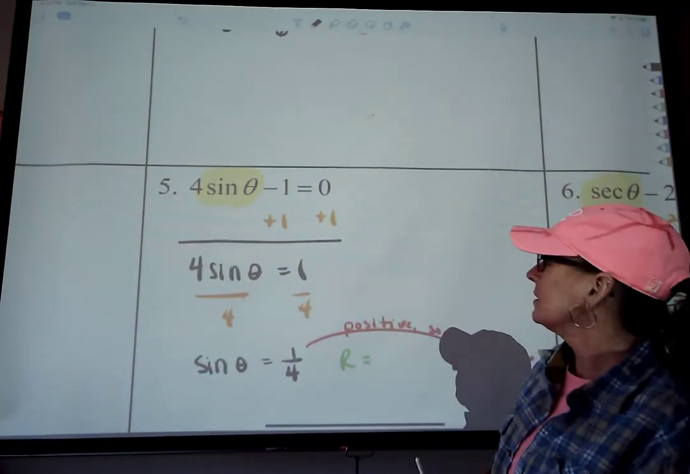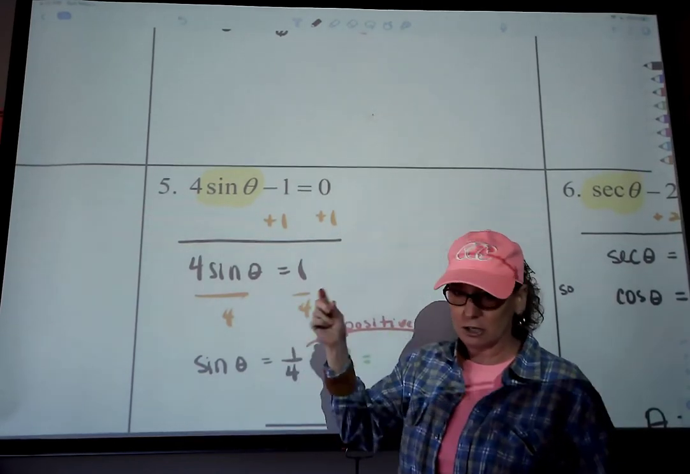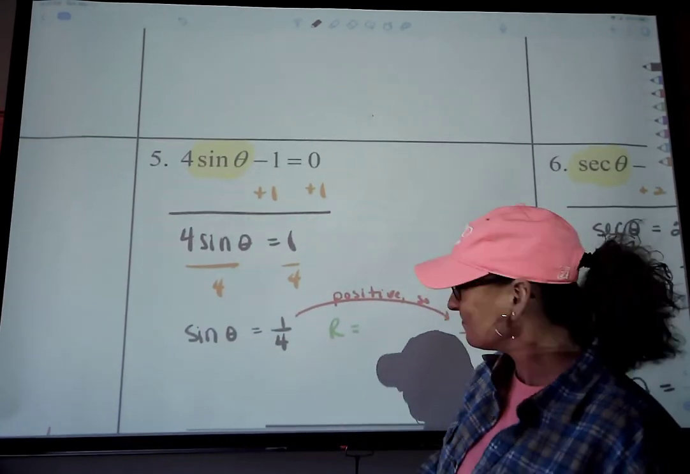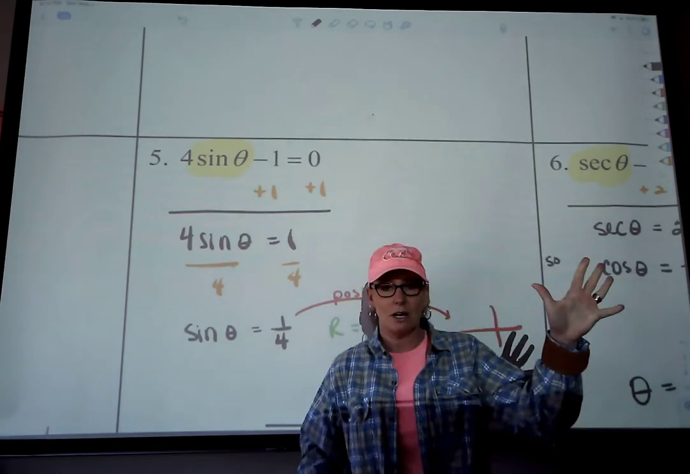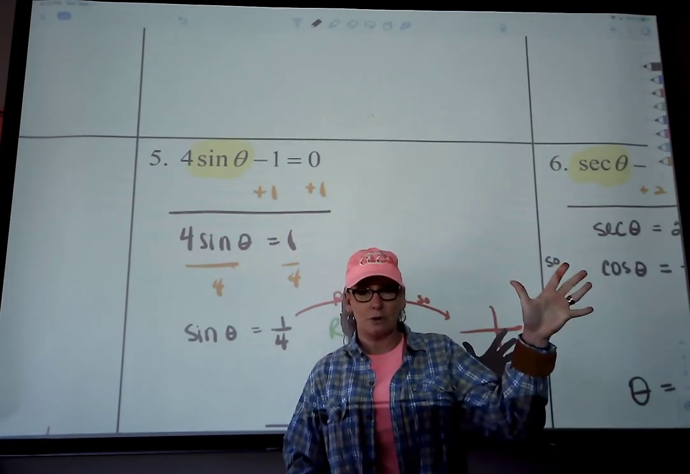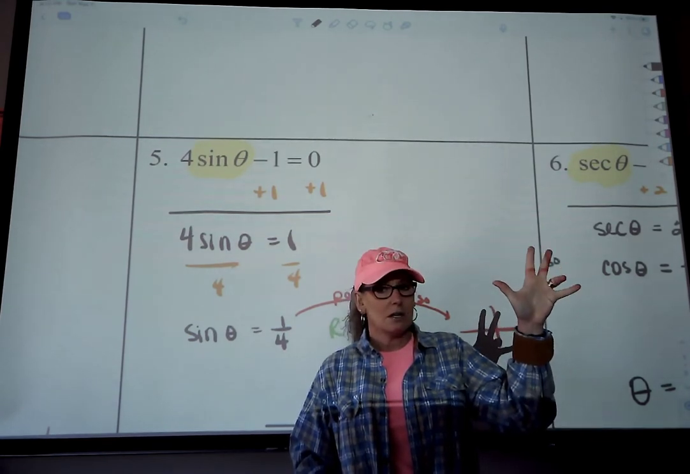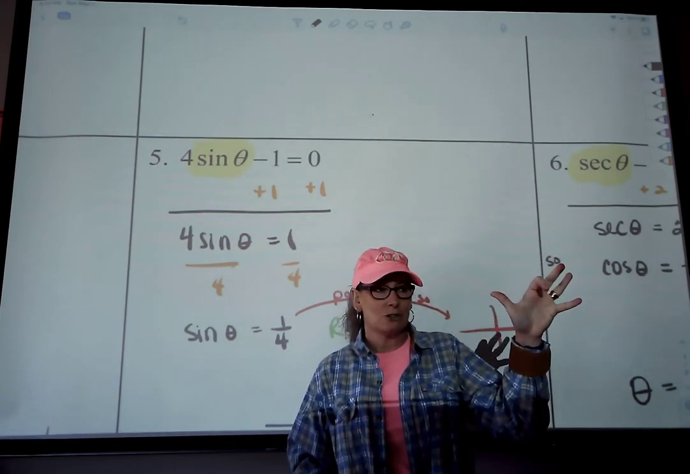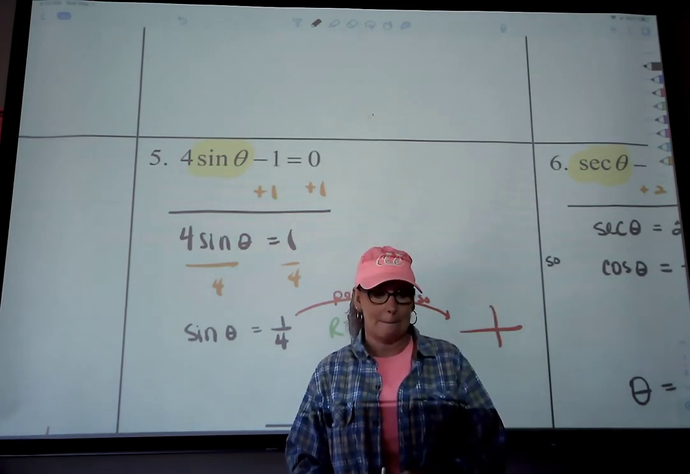Oh, this is a good one. Add 1 to both sides, divide by 4. Y'all should be so good at that. My sine fraction is 1/4. What's my reference angle? 1/4. Oh no. My table, my hand trick, nothing gets me a fraction of 1/4.